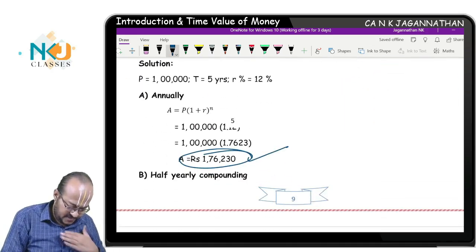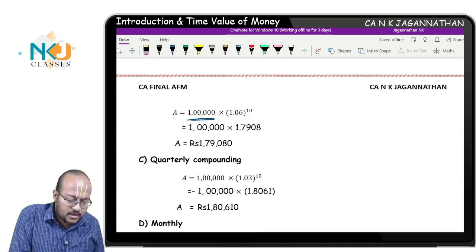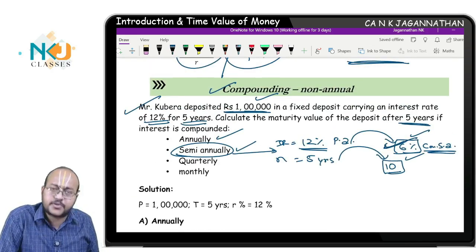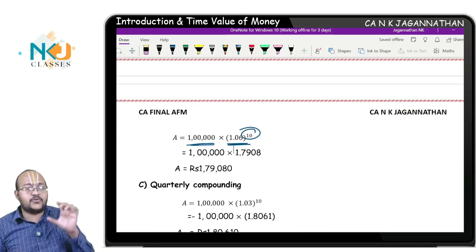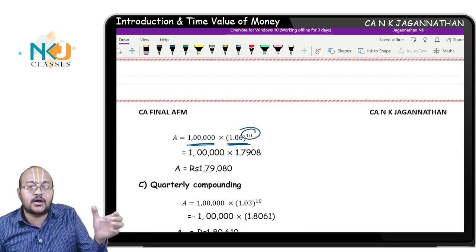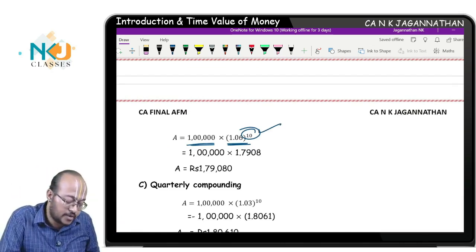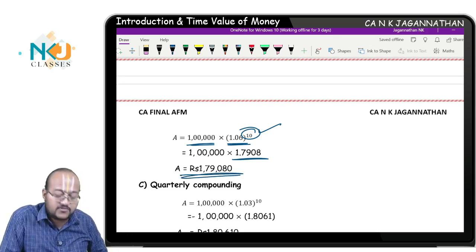Very simple. See here, half yearly compounding. There's nothing new, you already know. 1 lakh rupees into 1.06. Why 6? We converted into 6%, correct? You take 1.06 raised to the power 10. Why? 10 semi-annual periods are there in the 5 years. So we convert this data into semi-annual periods, and this is the future value factor for these many periods, and we will find 1,79,080.